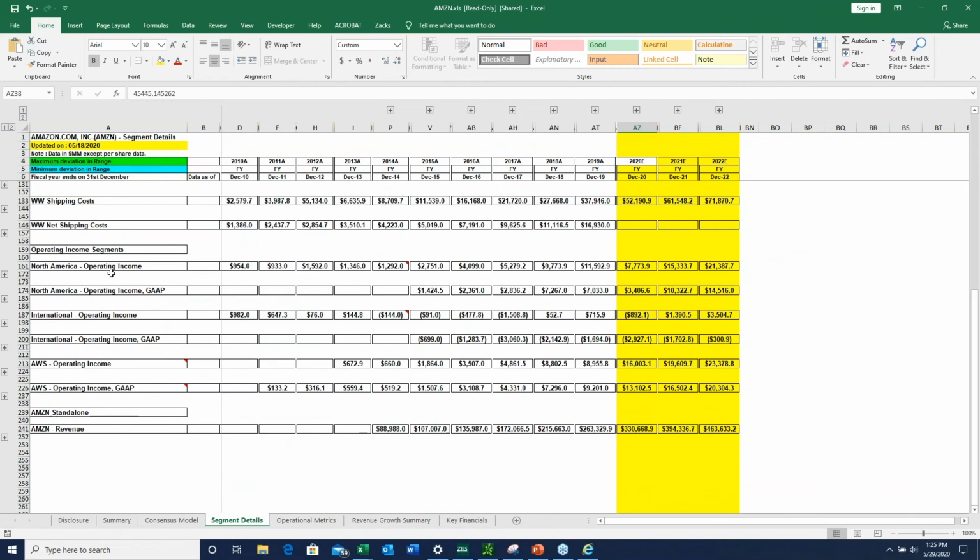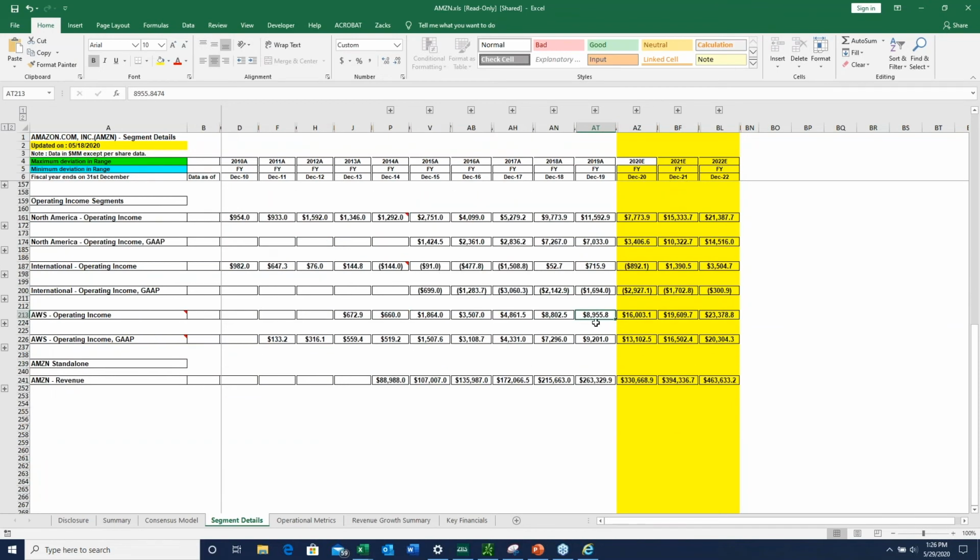But as you go into here, you can see that North America operating income, as we just saw, is actually expected to decline from 11 to 7 billion. Same thing on a GAAP basis. And international, as we saw, is actually a loss leader here, expected to lose almost $900 million. But check out AWS at the operating income level. This is not revenues, but it's at operating income, EBIT, and that's expected to almost double from 8.9 billion to about 16 billion. So right there is the key.